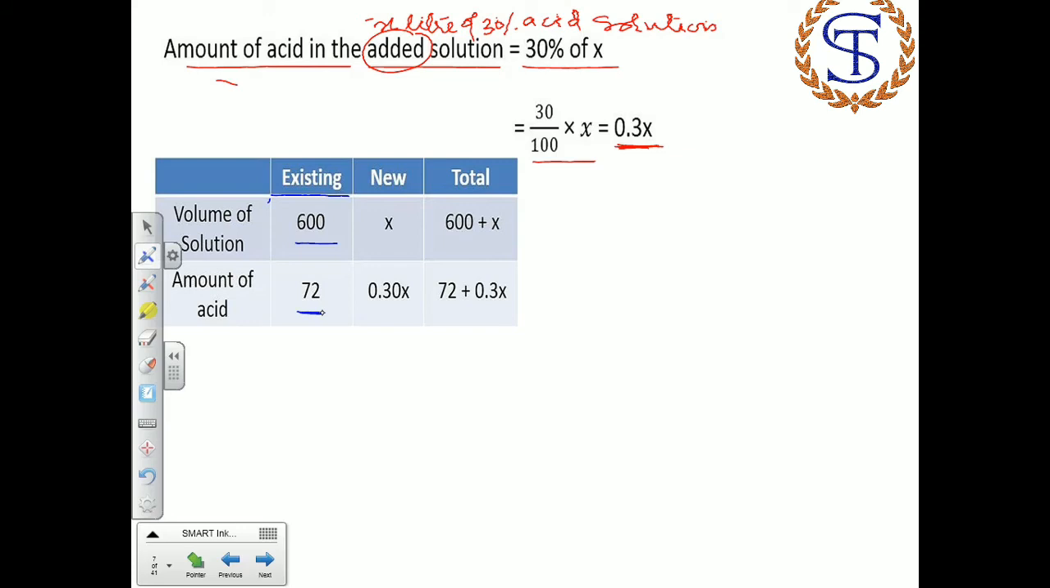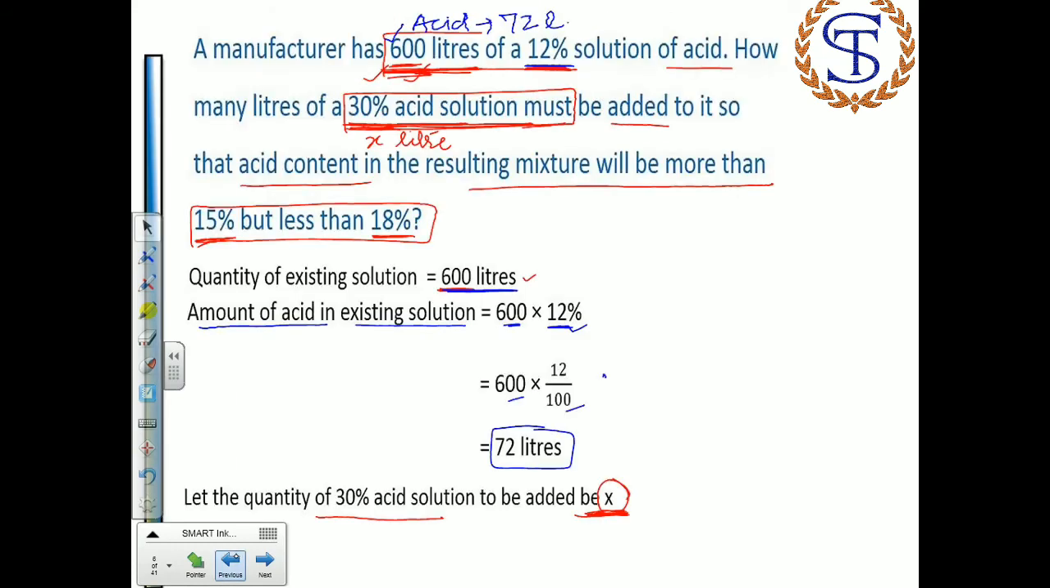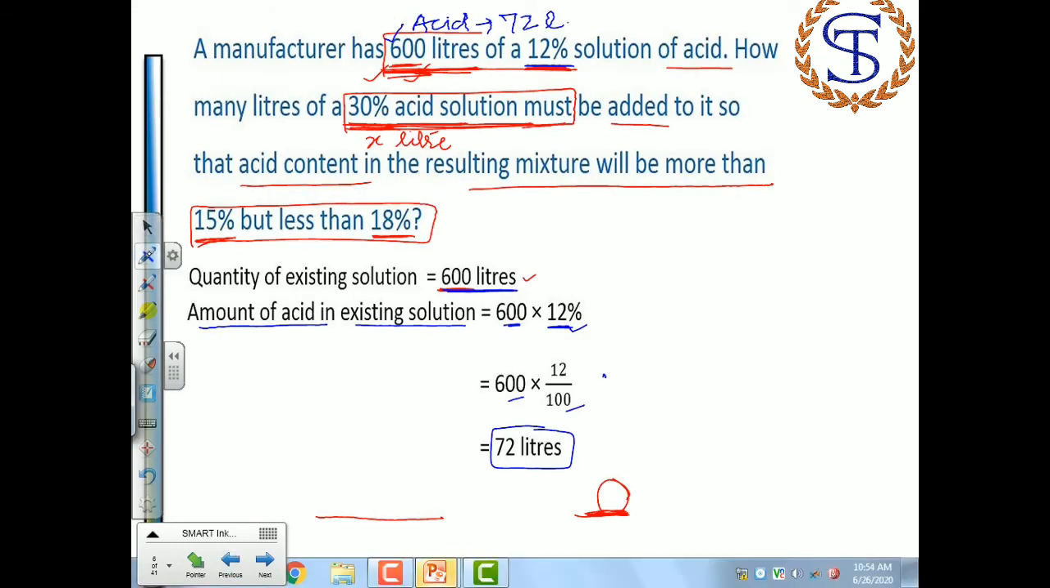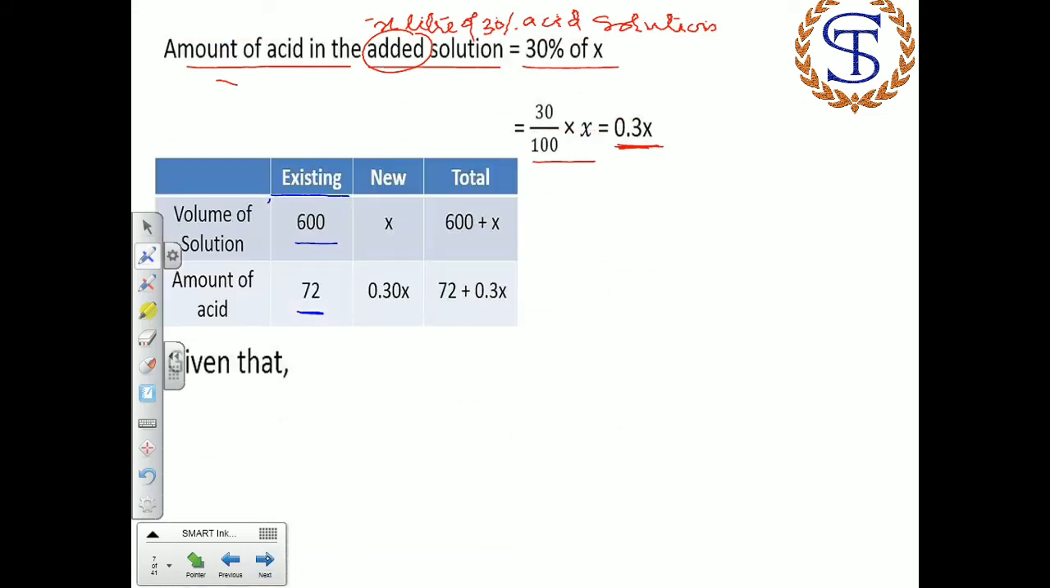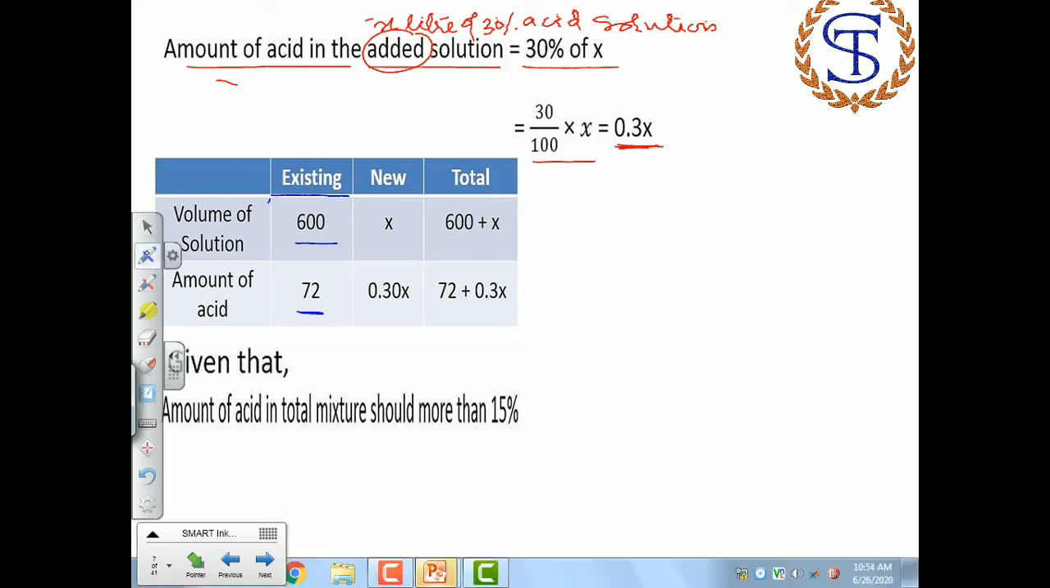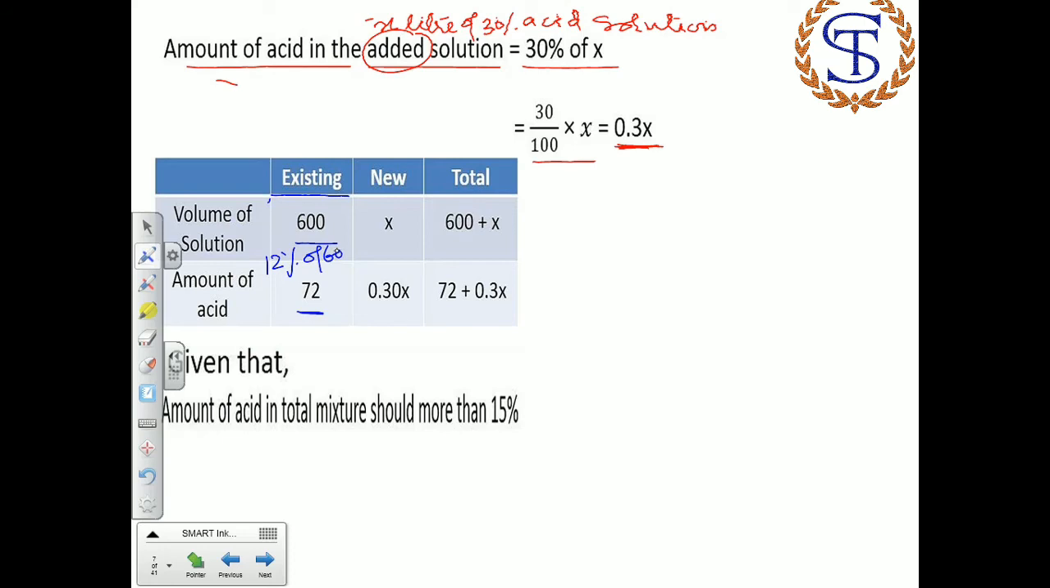Because the acid content is only how much? How much was it? It was 12%. See, it was a 12% solution of acid in 600. Only 12%. That's why in this table, 72 is only the 12% of 600.